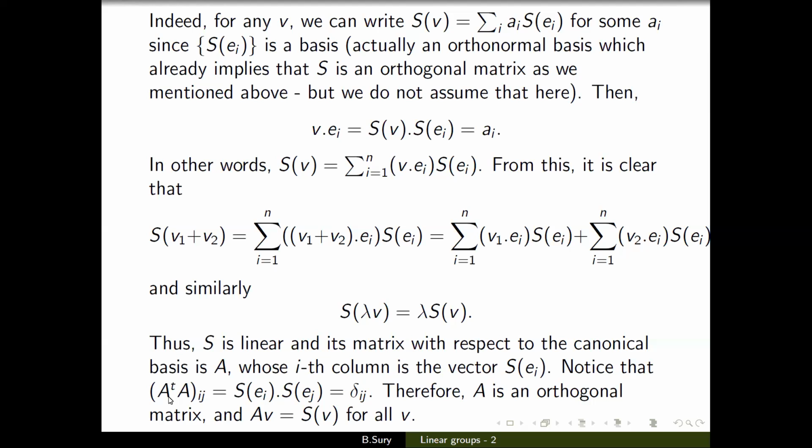Notice that this is an orthogonal matrix. That is what is meant by saying this is an orthonormal basis. So isometries are essentially, apart from translating to make zero go to zero, just an orthogonal matrix, a linear action by an orthogonal matrix. So remember, the definition of isometry doesn't involve any linearity, but it follows.